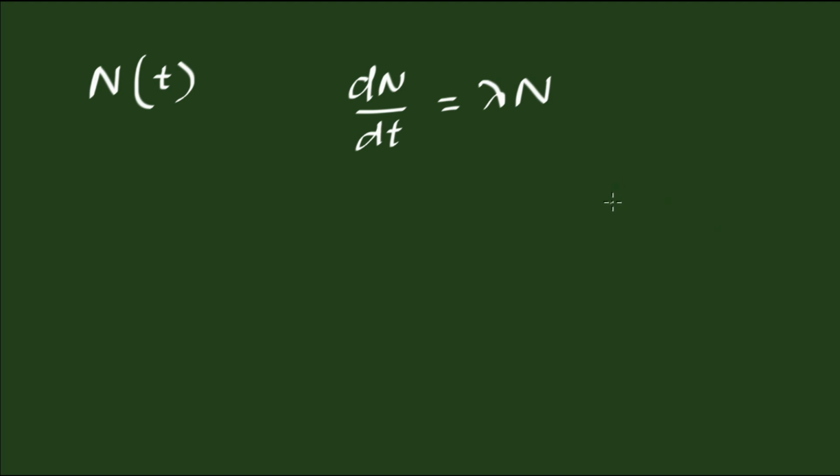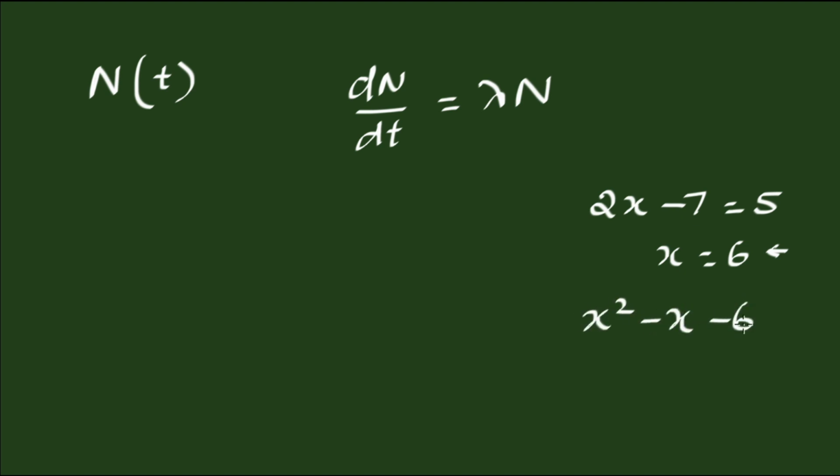Now we are used to algebraic equations. For example, we are used to equations like 2x minus 7 is equal to 5, and that will give us x equal to 6. Now the solution for this linear algebraic equation is a number. Supposing we have a quadratic equation, for example, x squared minus x minus 6 is equal to 0, then it has two solutions, x equal to 3 and x equal to minus 2. Now in this case, we find that there are two solutions, both are numbers.